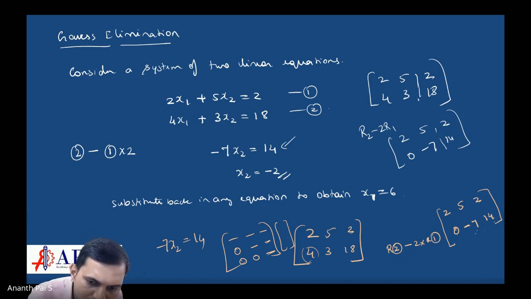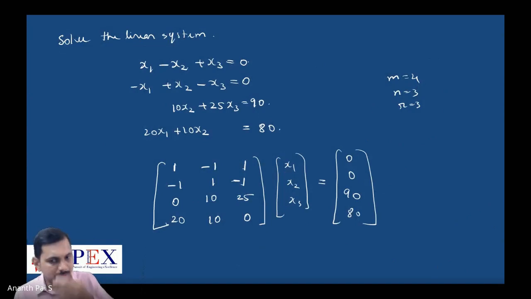Here you get x3. Here you get some x2 into some x3. This x3 you substitute. You get x2. Then you have x1, x2, x3. So you know x2, you know x3. Substitute here. X1 is the only unknown. You get that. That is actually Gauss elimination. Make sense? Now here, let us look at a different one.